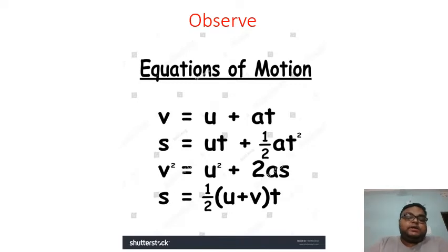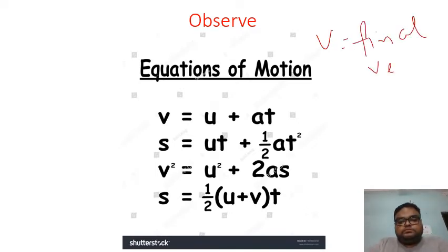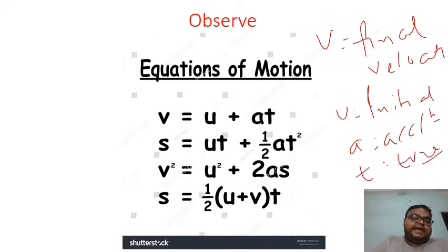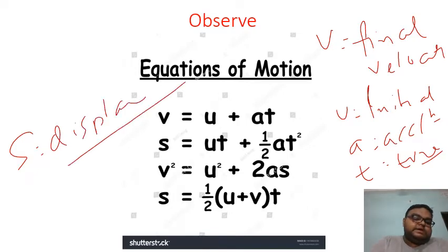The first equation is v equals u plus at, right? So v is the final velocity, u is the initial velocity, a is the acceleration, and t is the time. s here stands for displacement, right? So s stands for displacement. Now you just observe these equations of motion.